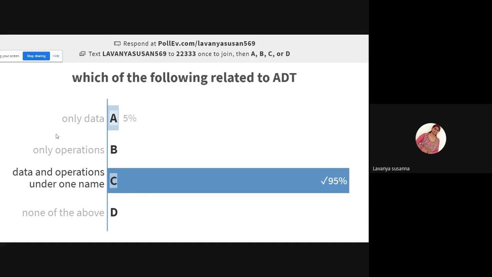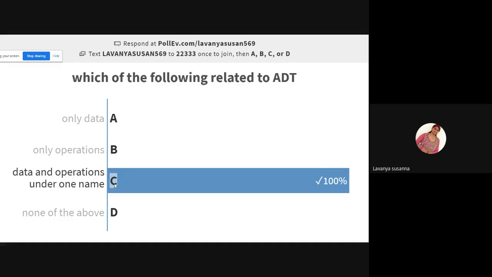I hope you understood my class. Again I am saying, ADT means not only data. Only data is not an ADT. Only operations is not an ADT. ADT means abstract data type, which means data plus operations under a name. Example, if you are saying stack ADT.